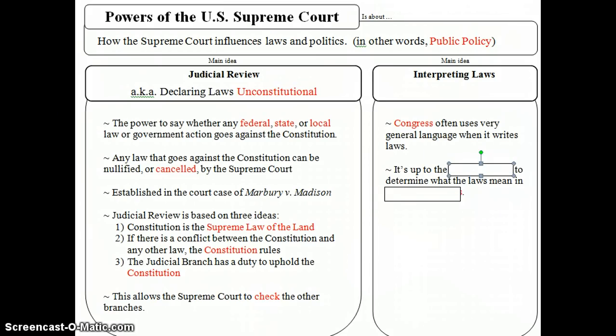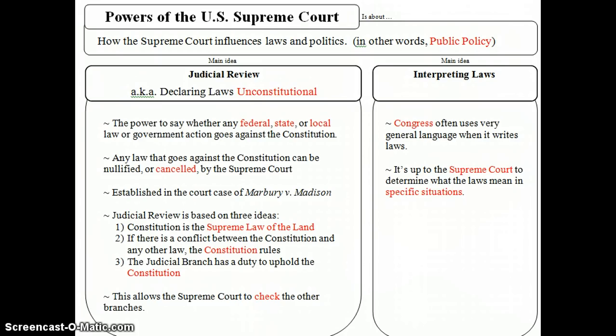So it's up to the Supreme Court to determine what the laws mean in specific situations. When a situation comes up that Congress hasn't anticipated or maybe is too specific from what Congress thought about, then the Supreme Court will step in and it will interpret that law and state what it means.